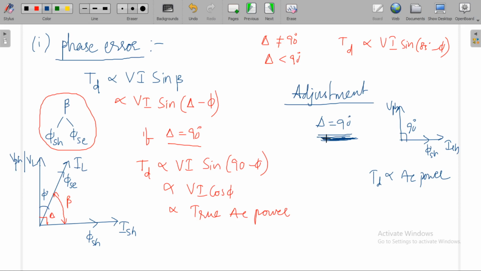This adjustment is called lag adjustment, or power factor adjustment.